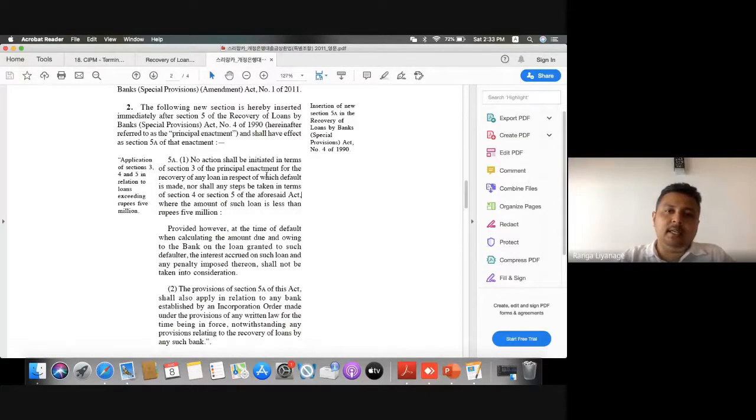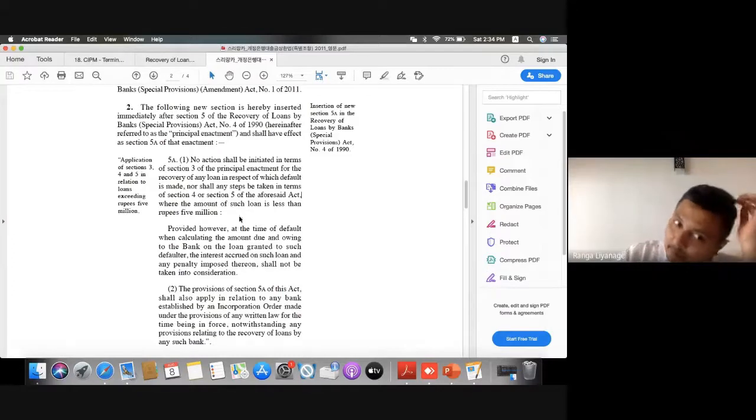No action shall be initiated in terms of Section 3 of the Principal Enactment for any recovery of loan in respect of which default is made. No initial steps be taken on Section 4.5 where the amount of such loan is less than rupees 5 million, provided that at the time of default, when calculating the amount due and owing to the bank on the loan granted as default, the interest accrued on such loan and any penalty imposed thereon shall not be taken into consideration. Right? At the time of default, when calculating the amount due and owing, that means outstanding, due and owing to the bank, you shall not take into account the interest accrued and penalty imposed.